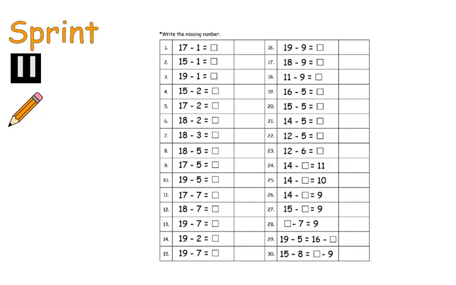Alright, now you need to do your number sprint. So this is the first page in your packet. Before you begin, I want you to look at all of the symbols here. Are we adding? Are we putting together? Or are we taking away? We are subtracting. So we are taking some away. So our answer should be getting smaller.